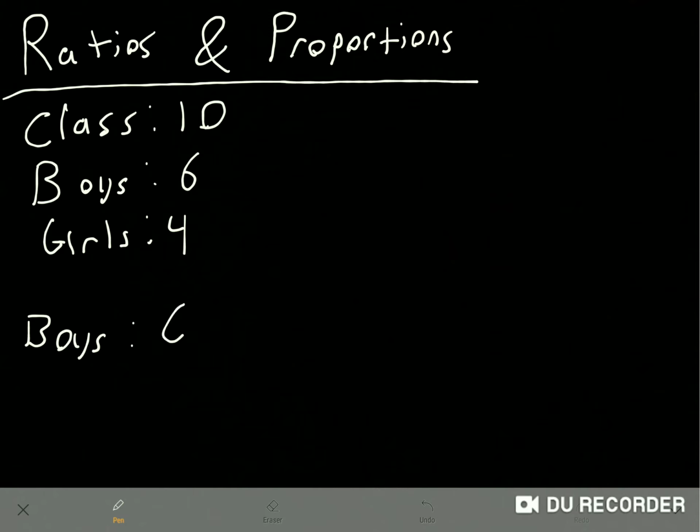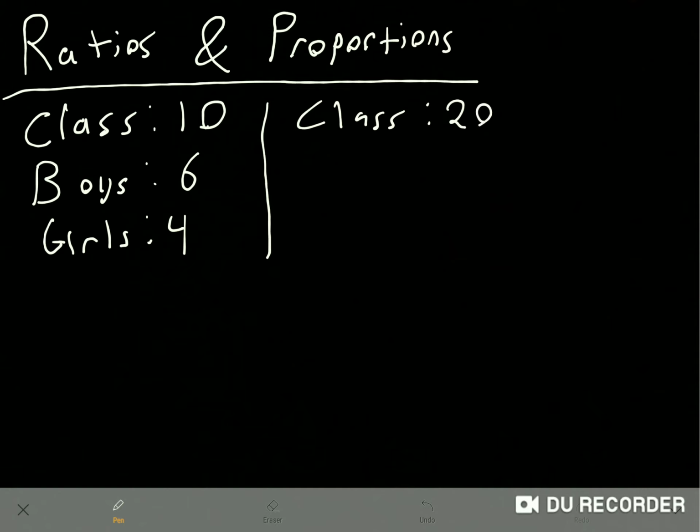Now we can also write, say, the ratio between the number of boys to the total students in the class. In this case, it would be 6 to 10. There are 6 boys for 10 members in the class. But now let's say we want to compare to another class, a class that has 20 students. In that class, the number of boys is 12, and for girls, 8.